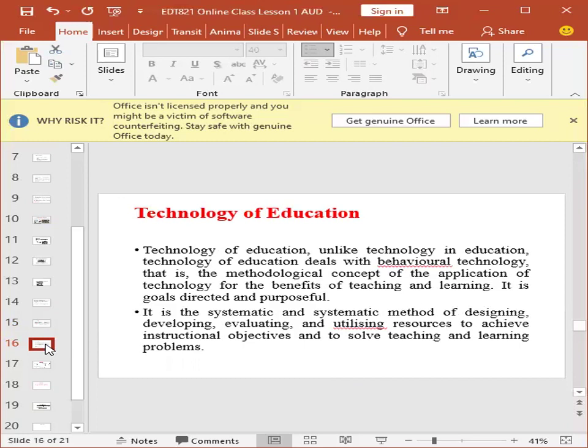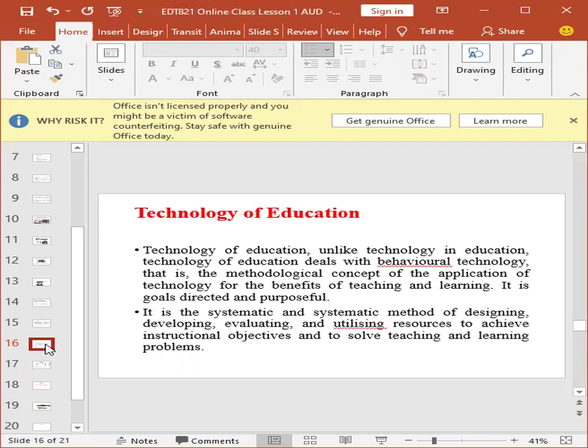This one is process approach. Technology of education is product approach. This one is software approach. Technology in education is hardware approach.